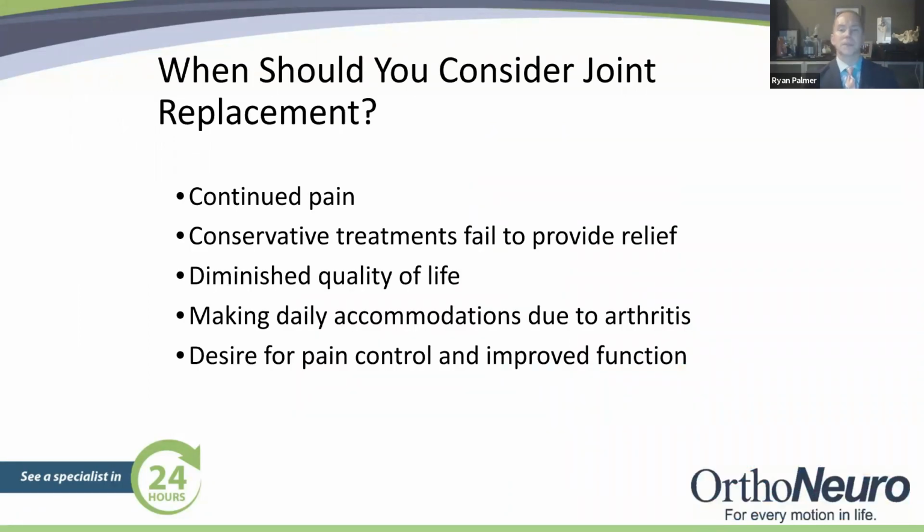If these treatments are not providing the quality of life that you desire, when should a patient consider joint replacement? Well, quite simply, we do surgery on arthritic hips due to pain and diminished quality of life. If conservative treatments have failed to provide adequate relief, and you're beginning to make daily accommodations due to your arthritic pain, in the end, it's all about decreasing pain, improving function, and to me, that will increase a patient's quality of life.